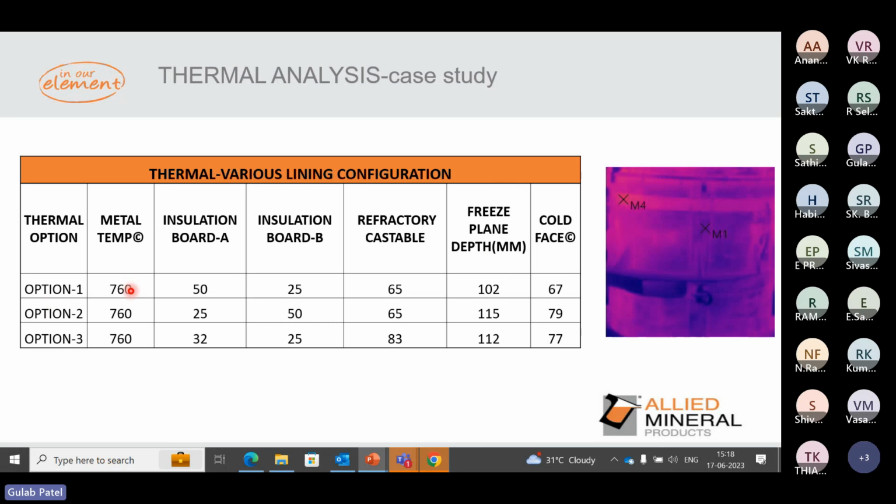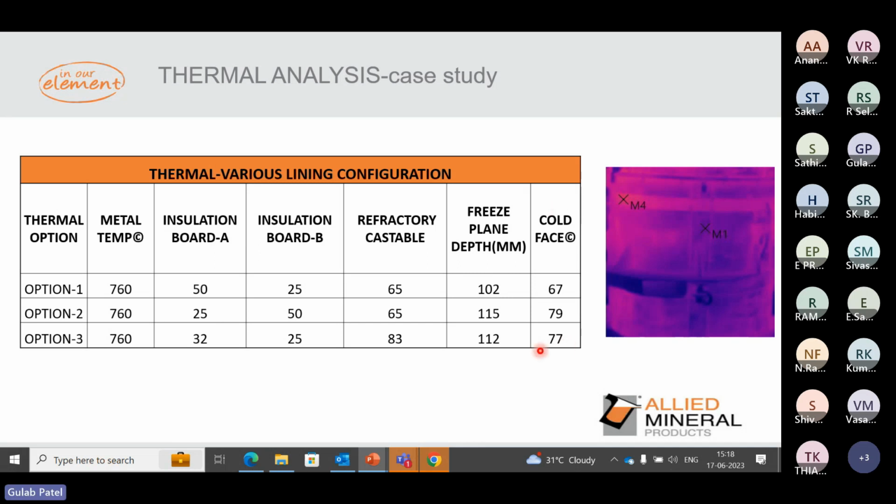In option one, we have considered 760 as the metal temperature, where there are two types of insulation board being used, A and B. When we use insulation A board at 50 mm and then insulation B at 25 mm with the refractory castable of 65 mm, the thermal analysis shows that your freeze plane will be at 102 and the cold phase temperature, the steel shell temperature, is going to be 67. Since this is a very thin lining section, you have the freeze plane a little bit deeper, because in this lining configuration the priority was to reduce the shell temperature as much as possible. We can compromise a little on the freeze plane.